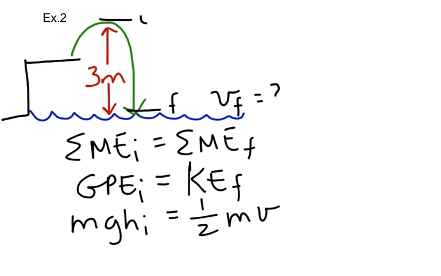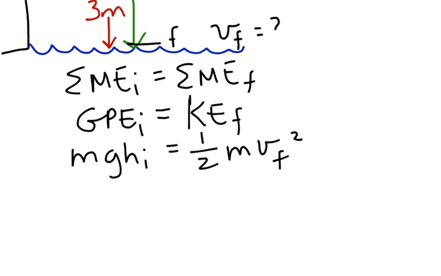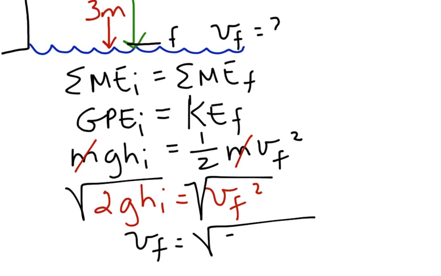1/2 m v final squared. And so rearranging this formula for v final, we will multiply both sides by 2. And also notice the masses cancel, which is really cool. And we multiply both sides by 2, I get 2gh sub i is equal to v sub final squared. Take the square root of both sides, and now you have an expression for v sub f, and v sub f therefore is equal to the square root of 2gh sub i.